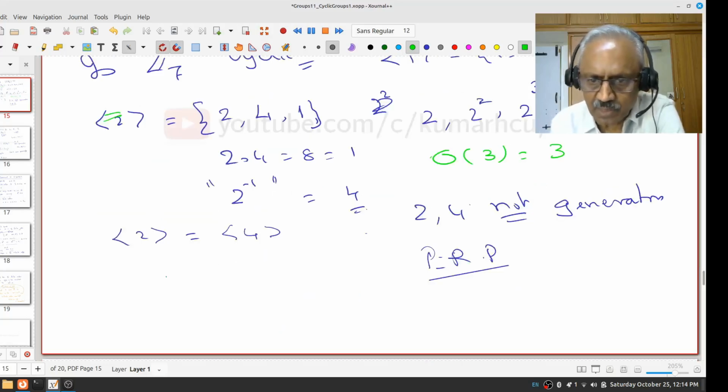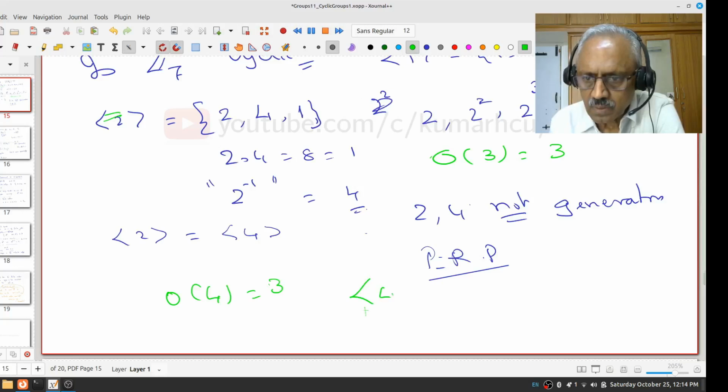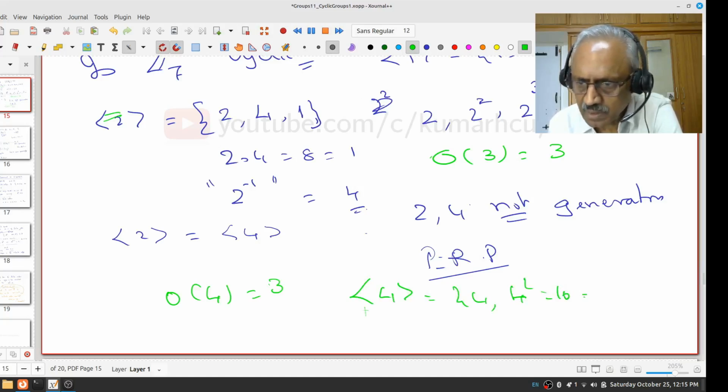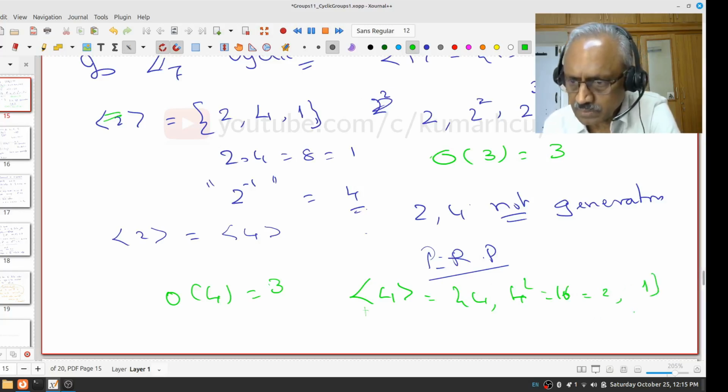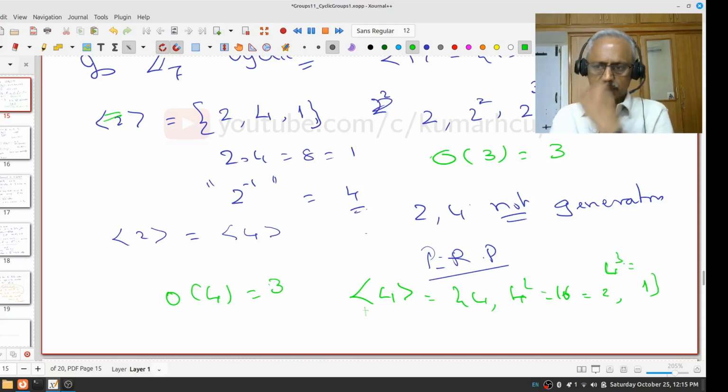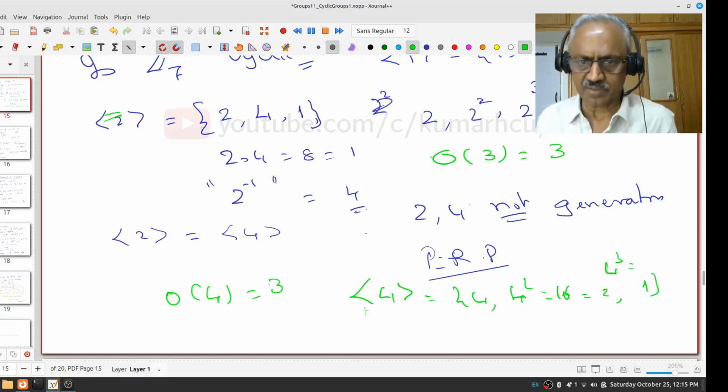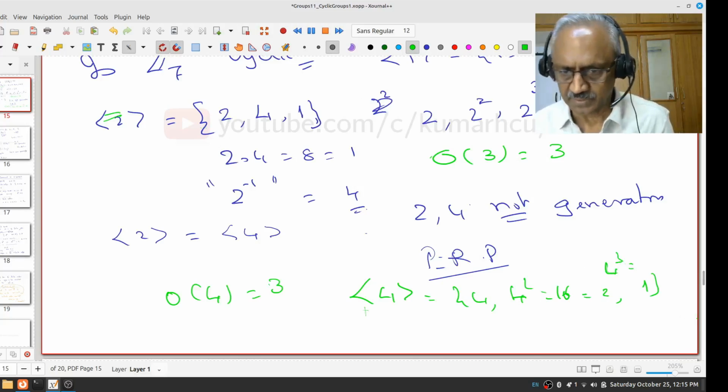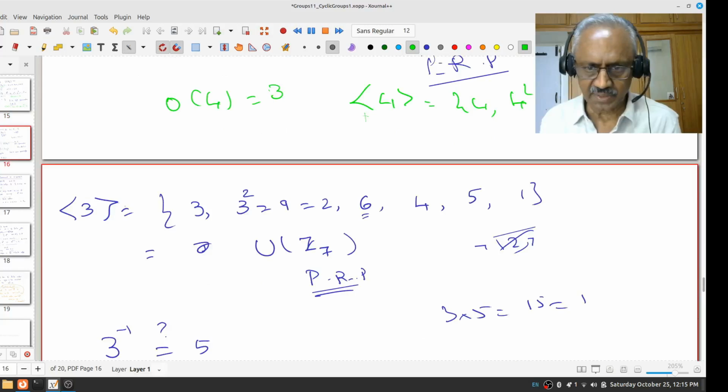Right? Similarly, the order of 4 is also 3. Why? 4 squared is 16. 16, we are modulo 7, right? Is 2, and 2 into 4 is 8, which is 1. This is 4 cubed. 4 cubed is 64 if you want. So 9 times 7 is 63, plus therefore 1. Is it okay? Whereas the order of 3 is 6.